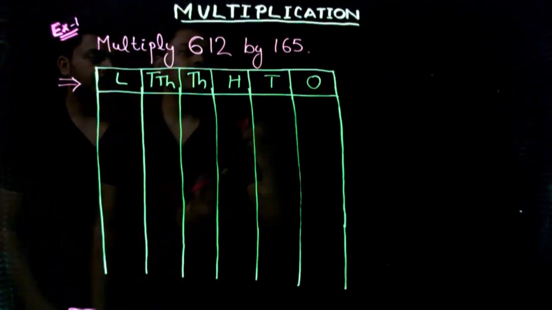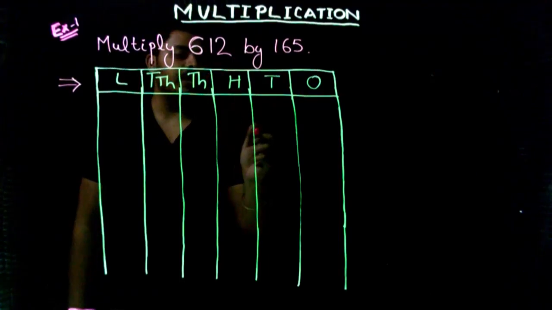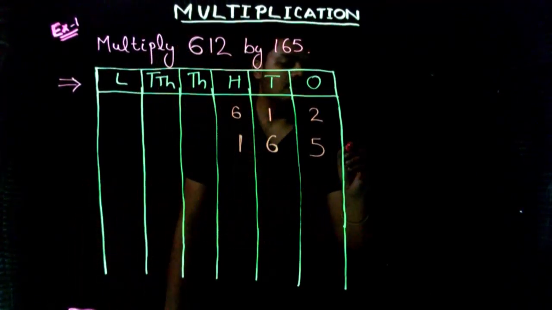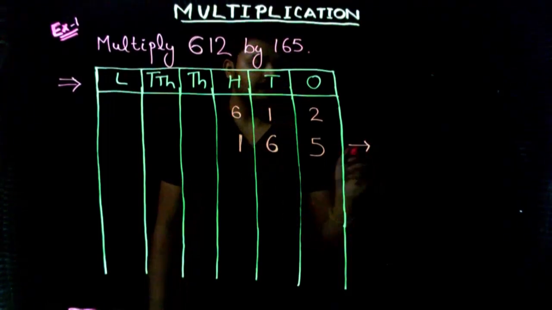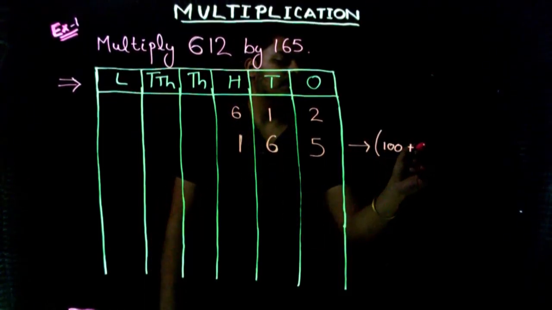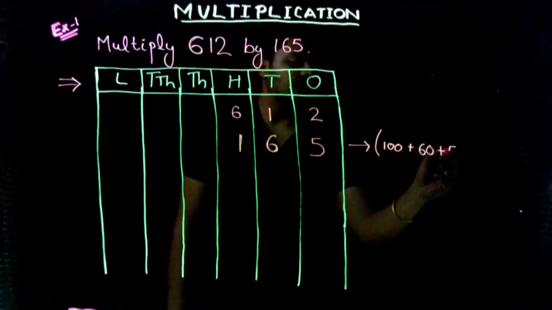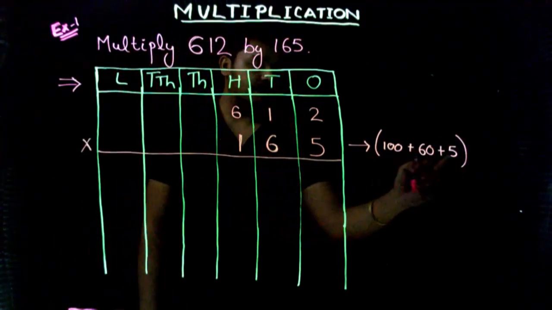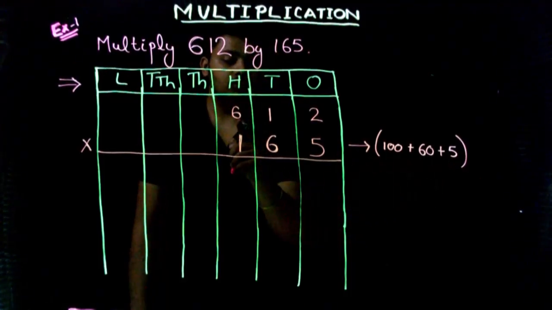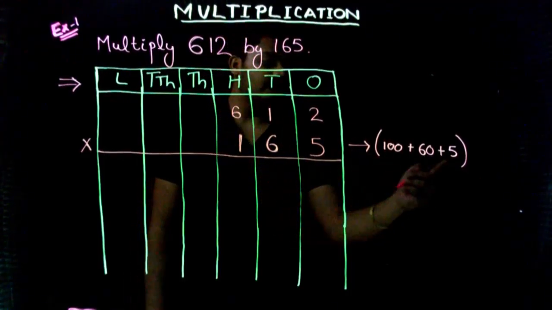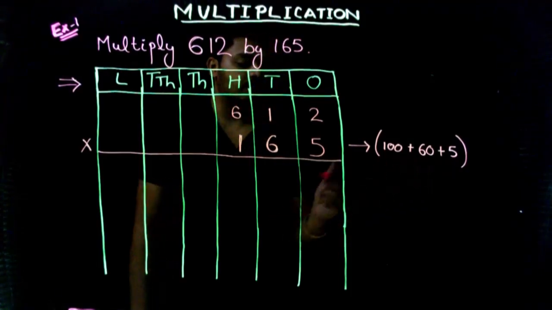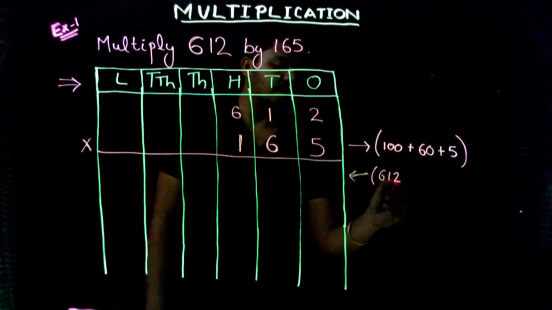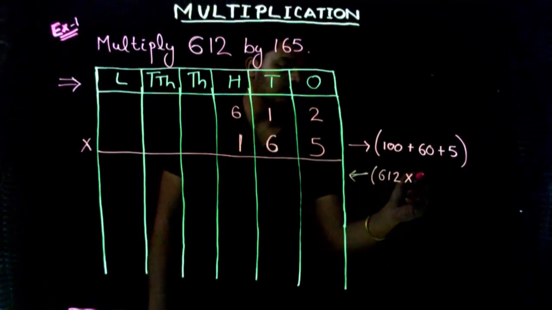So let's start by writing our multiplicand first, then our multiplier. We can also write our multiplier as 100 plus 60 plus 5. So in our initial stage, first we have to find the product of the multiplicand and 5. Let's start. That is 612, our multiplicand, into 5.